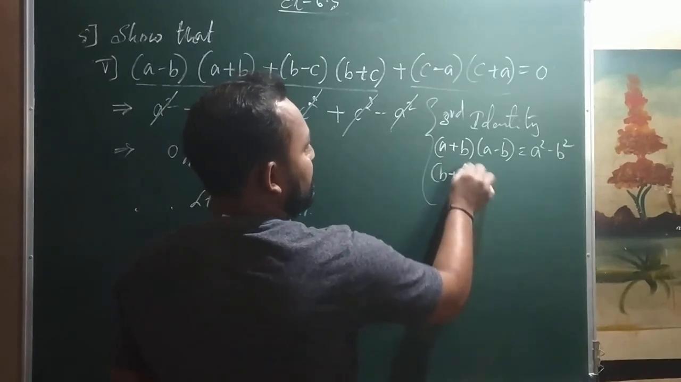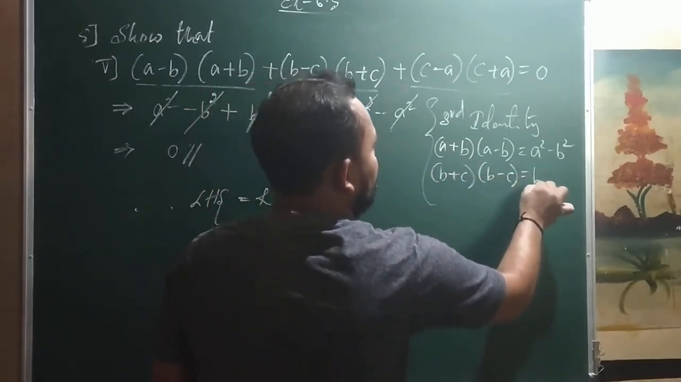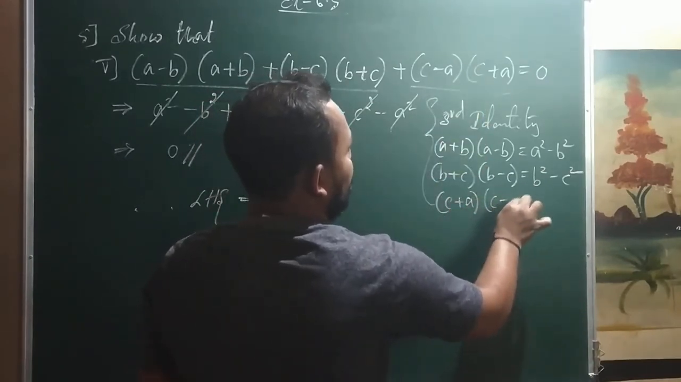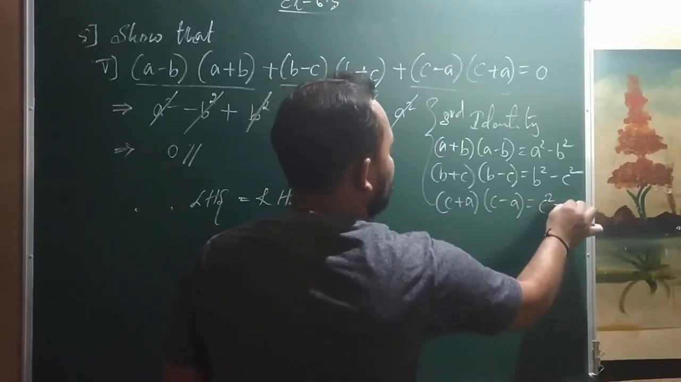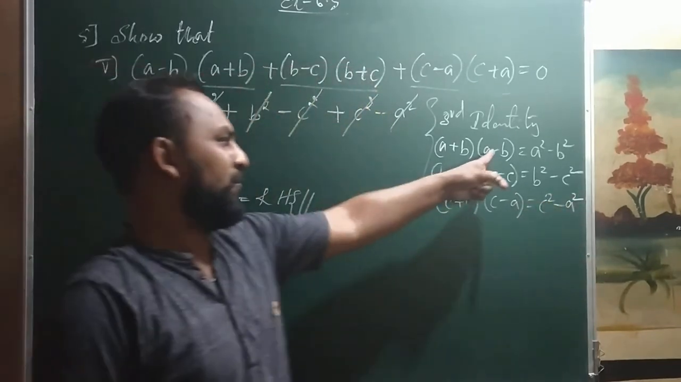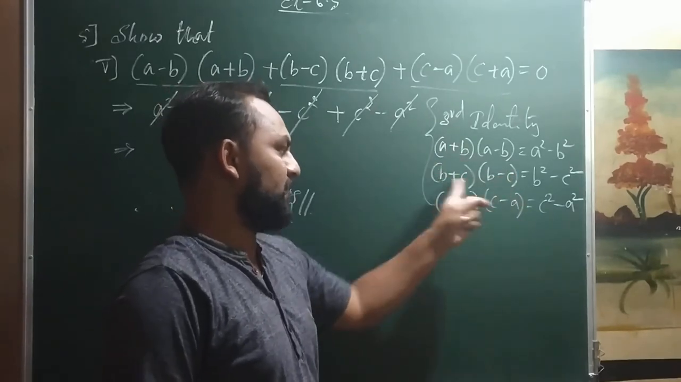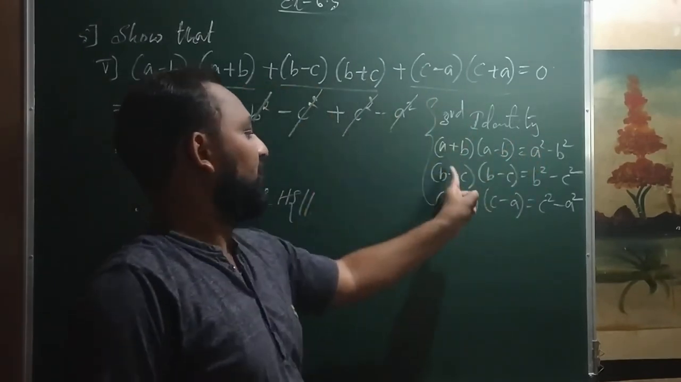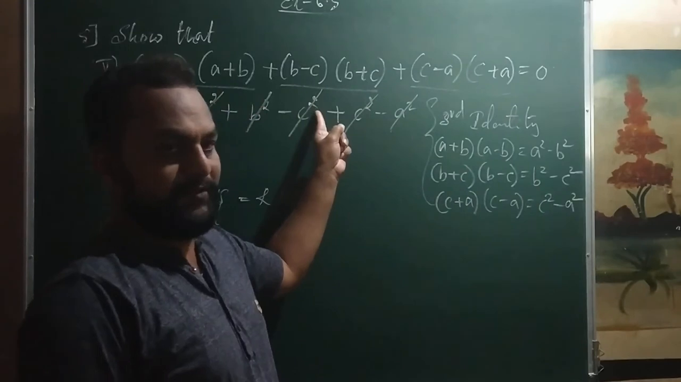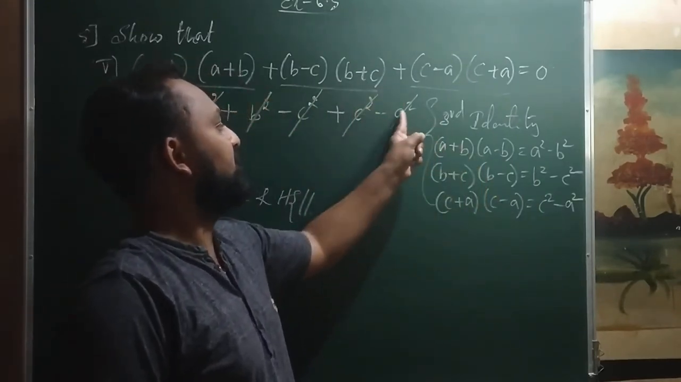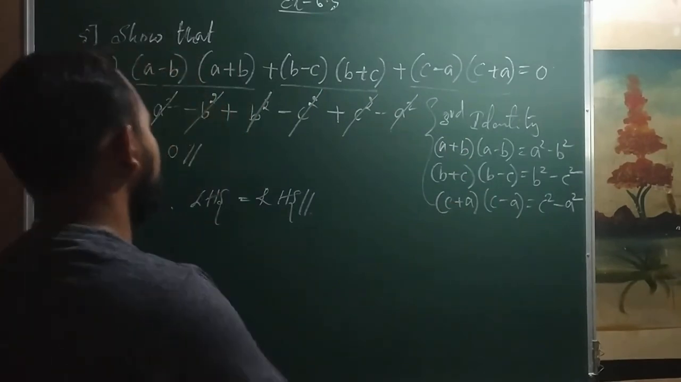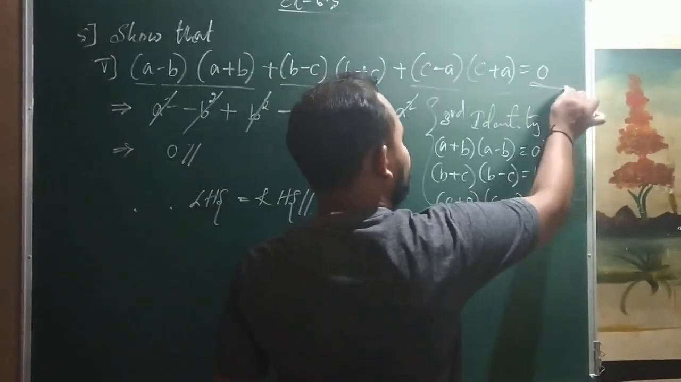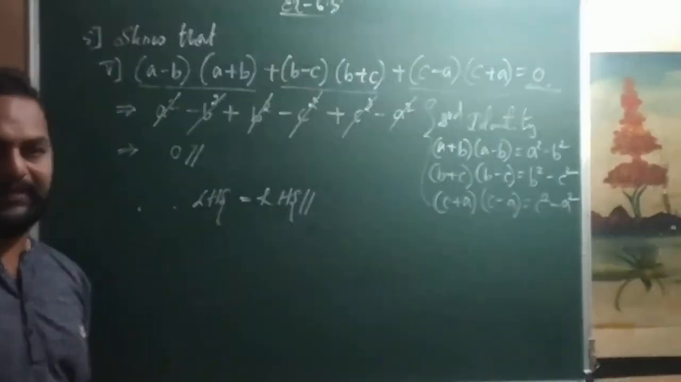Next one, (b plus c)(b minus c) is b square minus c square. Then this one, (c plus a)(c minus a), is c square minus a square. Or (a minus b)(a plus b), (b minus c)(b plus c), (c minus a)(c plus a): (a plus b)(a minus b) is a square minus b square, and (b plus c)(b minus c) is b square minus c square, and (c plus a)(c minus a) is c square minus a square. Okay, these are all cancelled, then the answer is 0. The RHS is also 0. Therefore, LHS equals RHS.